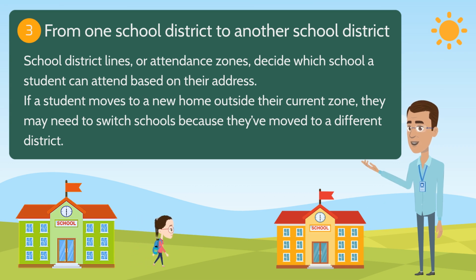School district lines, or attendance zones, decide which school a student can attend based on their address. If a student moves to a new home outside their current zone, they may need to switch schools because they've moved to a different district.